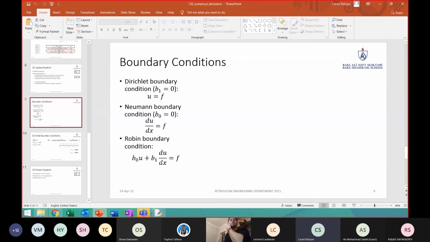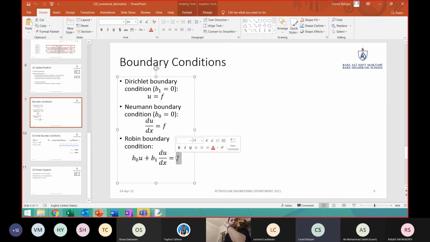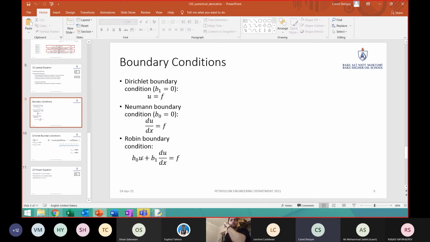If we are implementing the Dirichlet boundary condition, it means that we should set E1 equal to 0. The first index should be 1, the second entry should be 0, and we should specify the Dirichlet boundary condition, which is the scalar value of U at the given boundary. This is for the left hand side. Now for the right hand side, we should do the same.